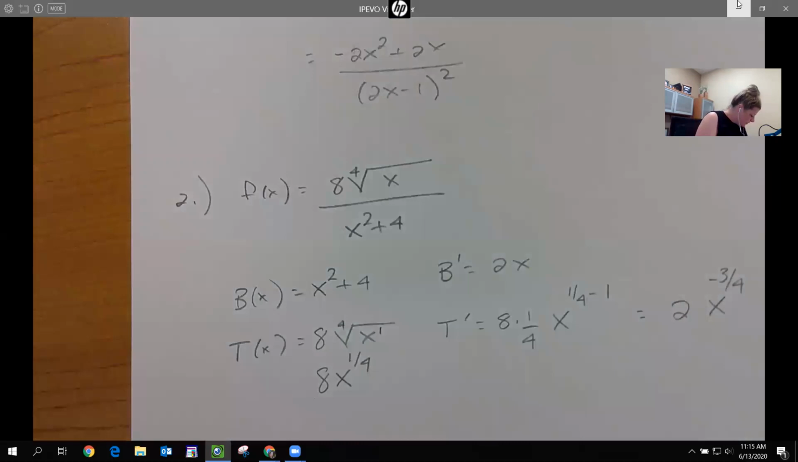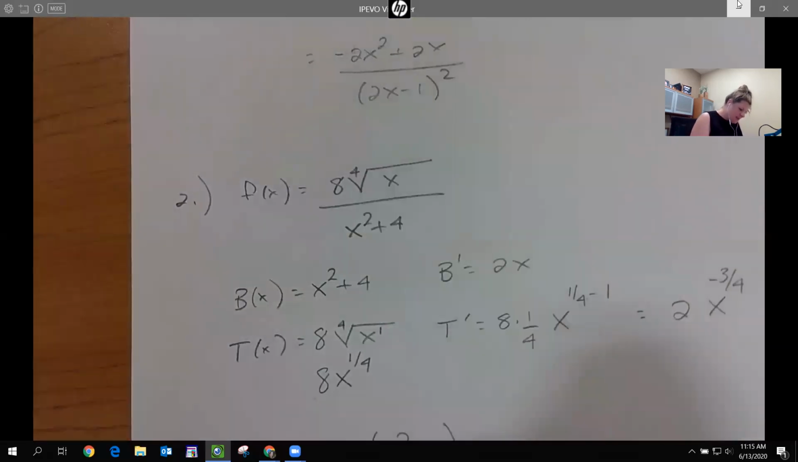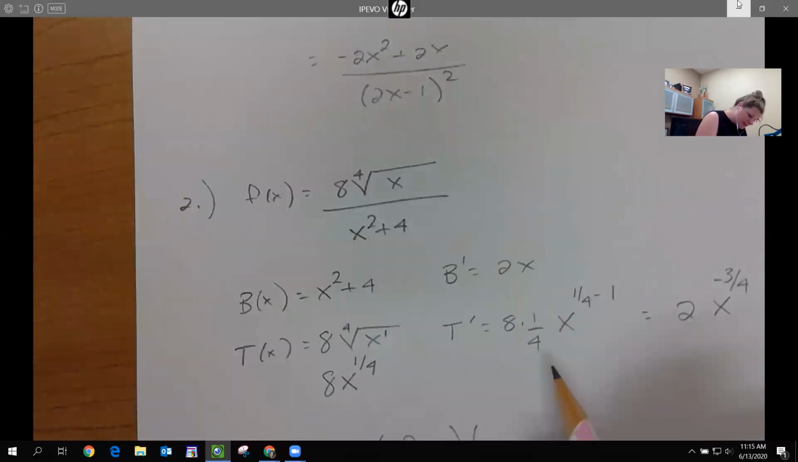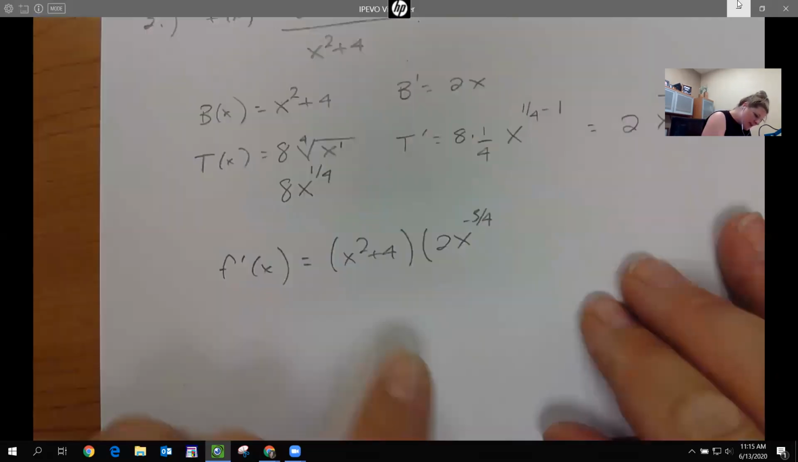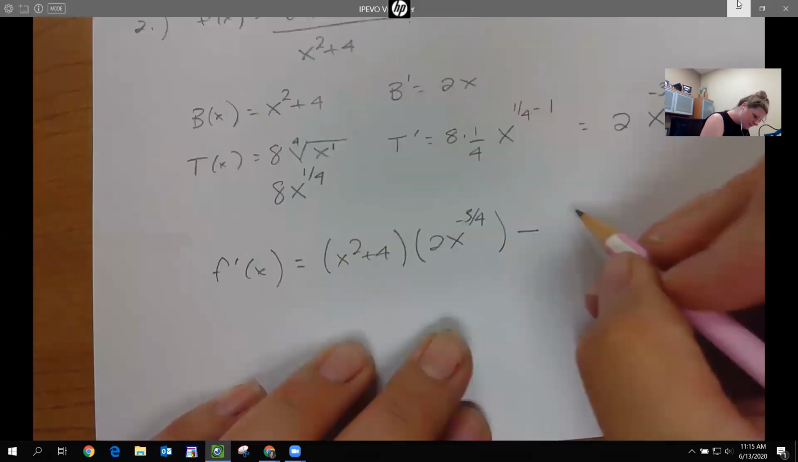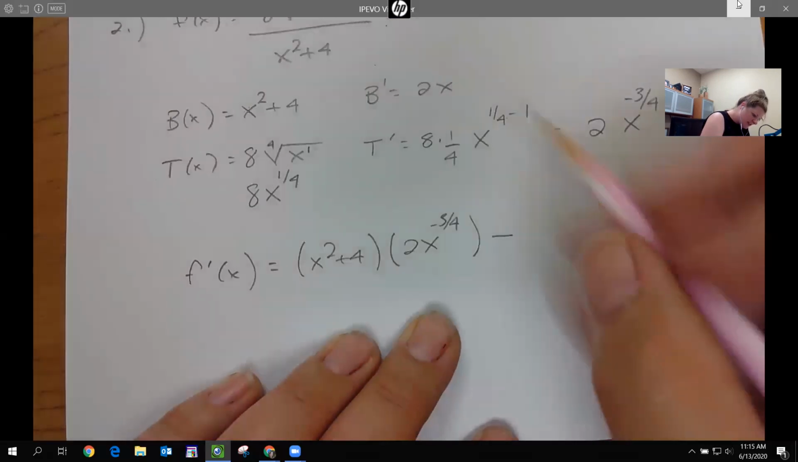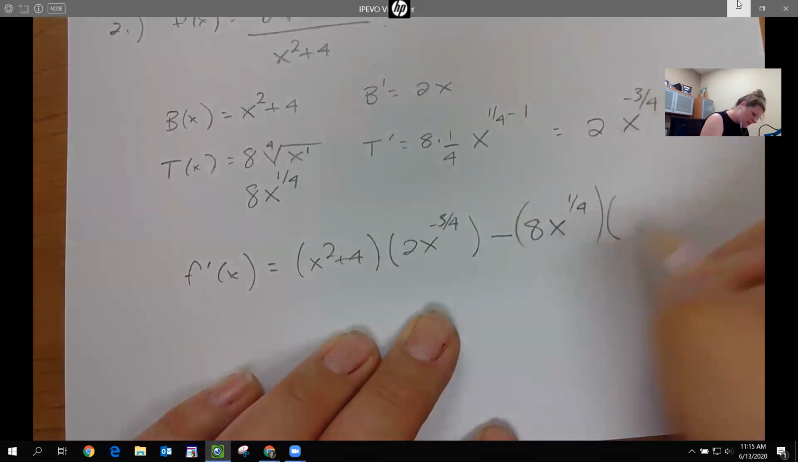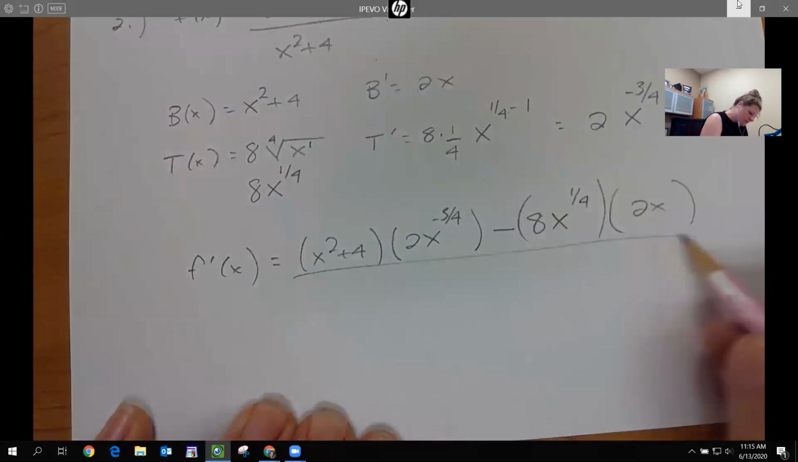Okay, so we're going to have our low first. So our bottom was x squared. I thought I wrote it down on my paper wrong, but I did not. Okay, times the derivative of the top, which we got is here, 2x to the -3/4. Oops, can't see my work. And we're going to minus the top, which is 8x to the 1/4 times the 2x. Okay, all over the bottom squared.